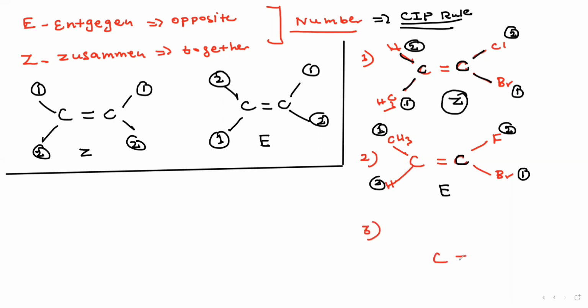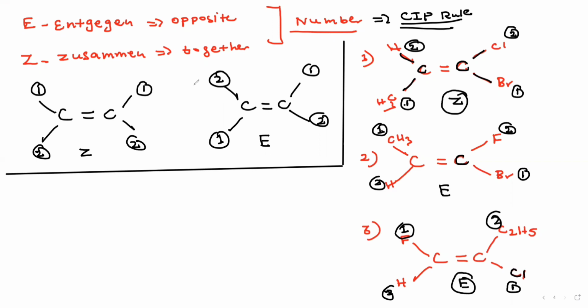Here carbon double bond carbon. Here C2H5, here Cl, here F, here hydrogen. Now do the numbering. Here chlorine is 1, C2H5 is 2. Fluorine is 1, hydrogen is 2. Now look: 1 and 1 opposite, 2 and 2 opposite. This is E isomer. Simple. Z isomer is not just together, cis-like, and E is opposite, trans-like. We can use only one, cis and trans.